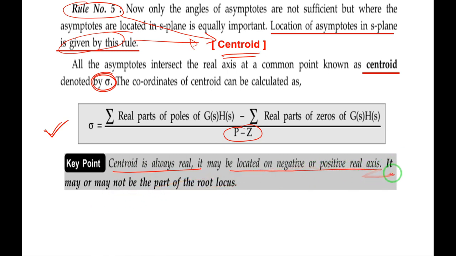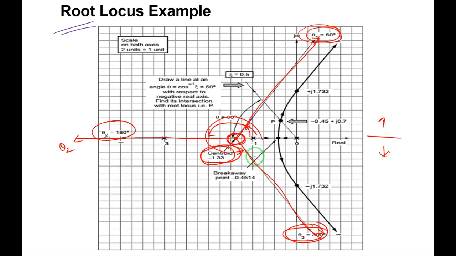And one more thing: it may or may not be part of the root locus. You can observe here, minus 1.33. Between minus 1 and minus 3, there is no root locus. So the centroid may be a part of the root locus or may not.